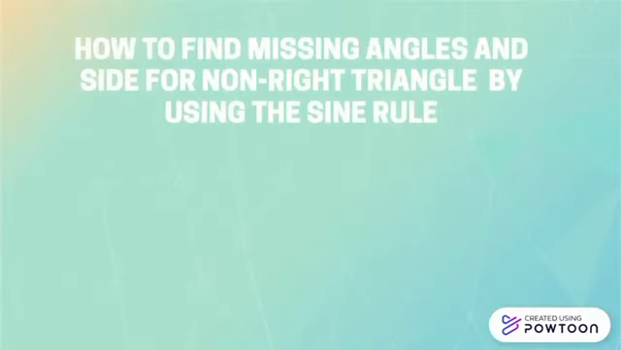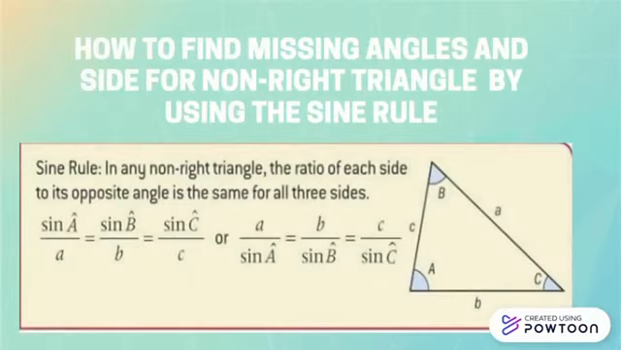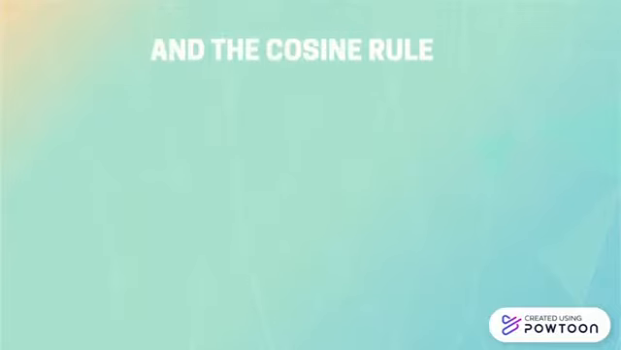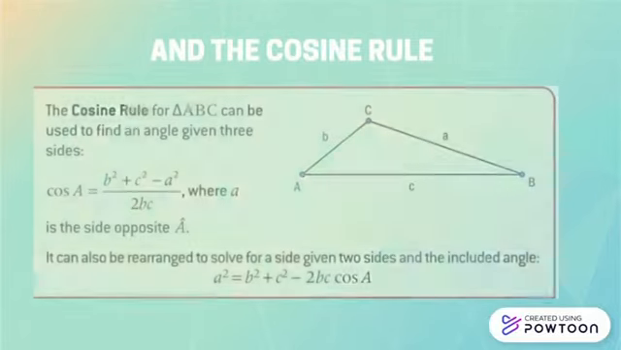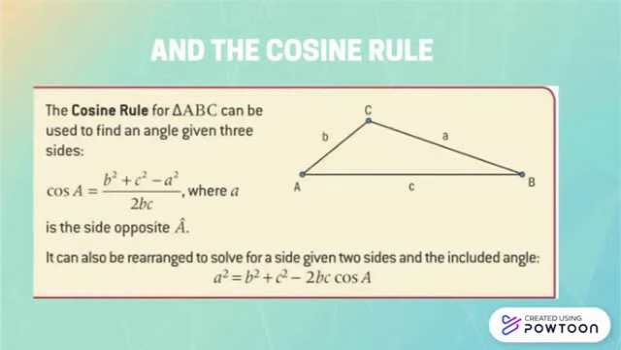Sine rule. In any non-right triangle, the ratio of each side to its opposite angle is the same for all three angles. The cosine rule for angle B can be used to find an angle given three sides using the formula below, where a is the side opposite angle A. It can also be arranged to solve for the side given two sides and the included angle.